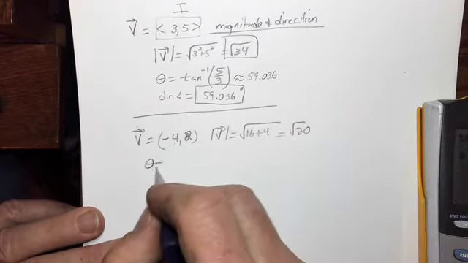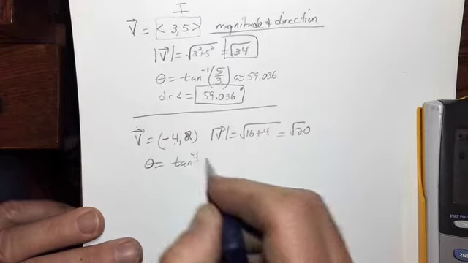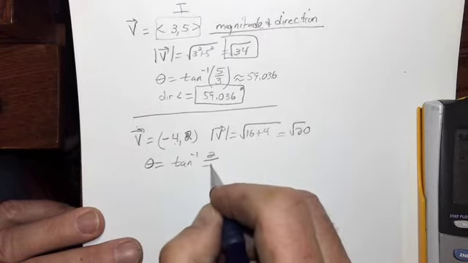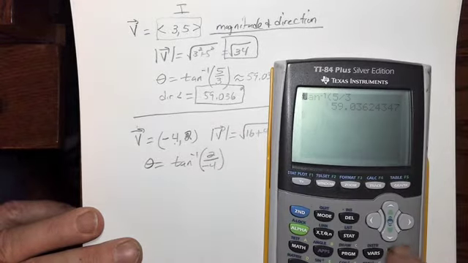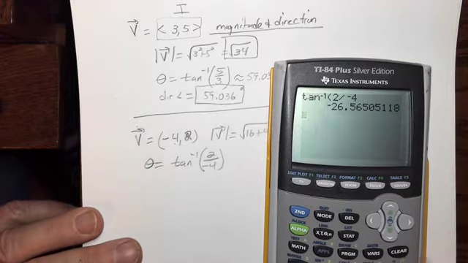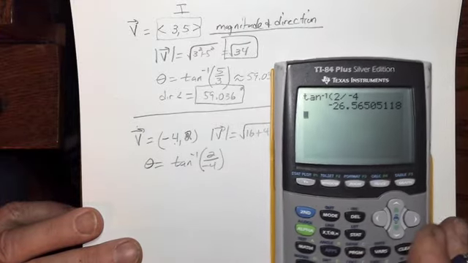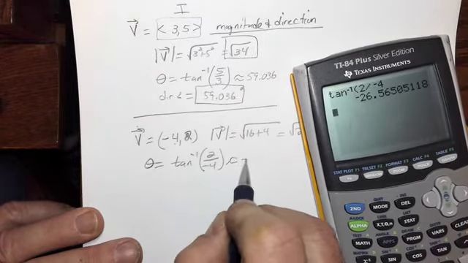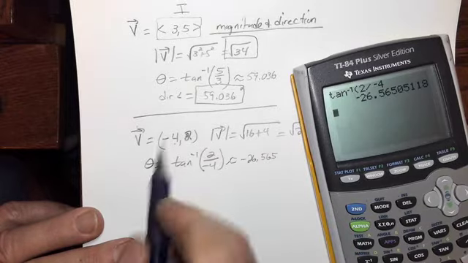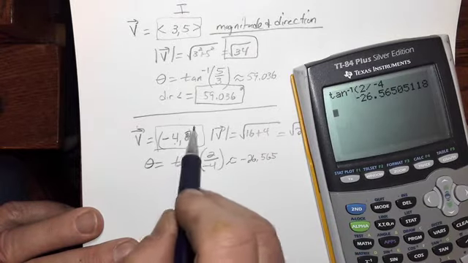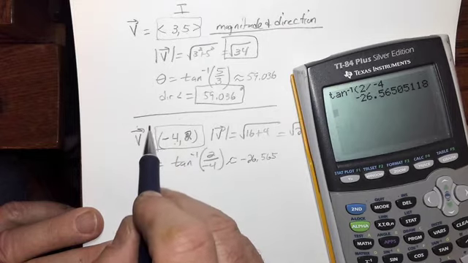The direction angle is the inverse tangent of b over a, 2 over negative 4. You can reduce that if you want, but we're just going to use a calculator. I'm going to go second tangent of 2 divided by negative 4. And I get negative 26.565. So that equals about negative 26.565. Now we look at where this is. Negative 4, positive 2. We're in the second quadrant, aren't we?